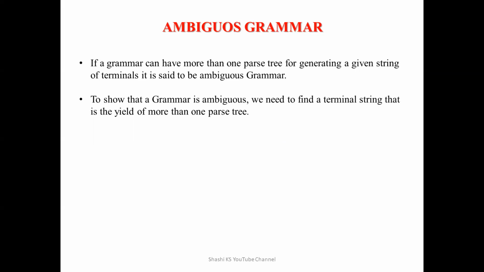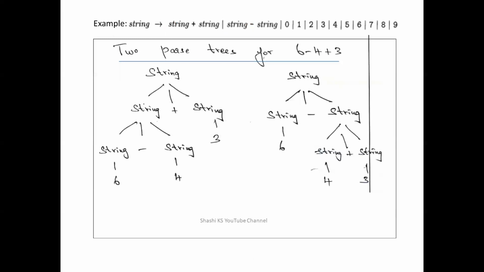Okay, to show that a grammar is ambiguous, all we have to do is we need to find some string such that for the given grammar we are able to derive that string by using more than one parse tree. If you are able to derive a particular string from a given set of productions of a grammar by using more than one parse tree or more than one leftmost derivation or more than one rightmost derivation, then it is an ambiguous grammar. I hope you remember what is the meaning of leftmost derivation.